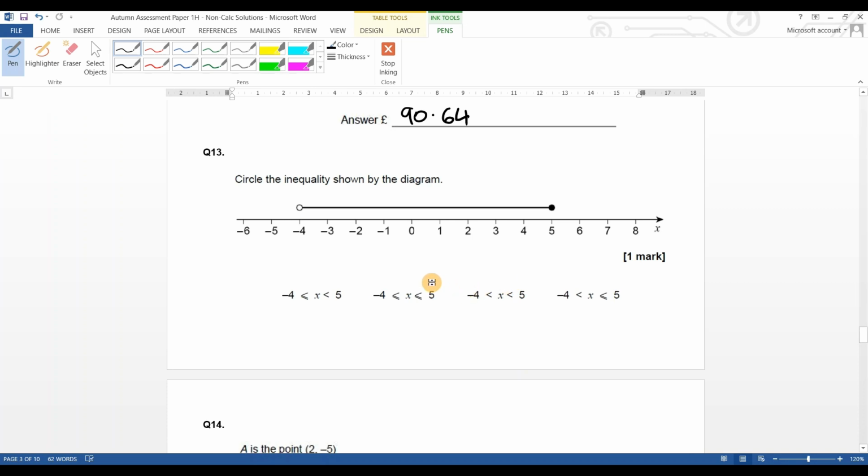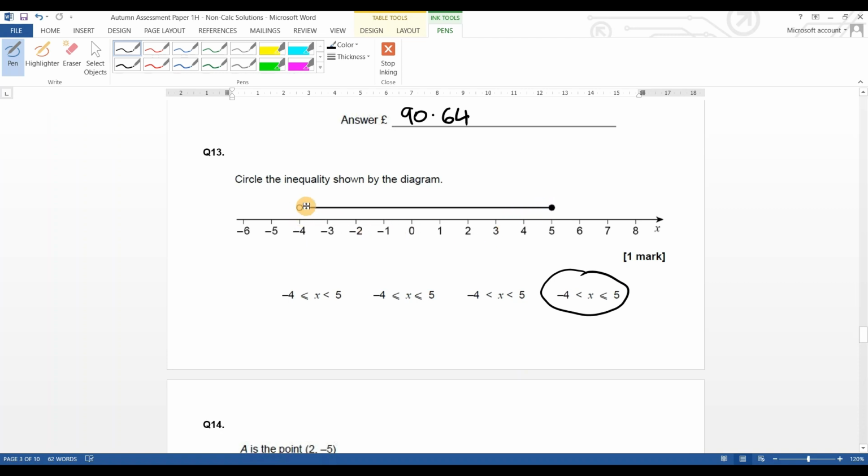Question 13. Circle the inequality shown by the diagram. Well, if it's an empty circle, that means it's not included, and a filled in circle means it is included. Now you've got values of x in between. So, not that one, not that one, not that one. It's got to be this one. Yep, not included, included. It's definitely this one. There's your answer.